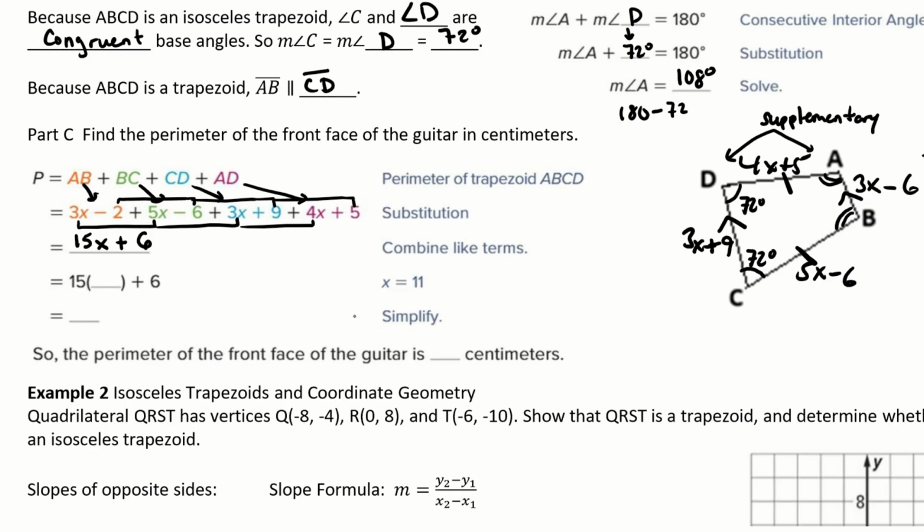All right, so now we know that x is equal to 11 because we proved it in part A. So we're going to take x equals 11 and plug it in, and do that substitution. And then we get 15 times 11, which is 165, plus 6. Add that 6 to that, you get 171 centimeters.